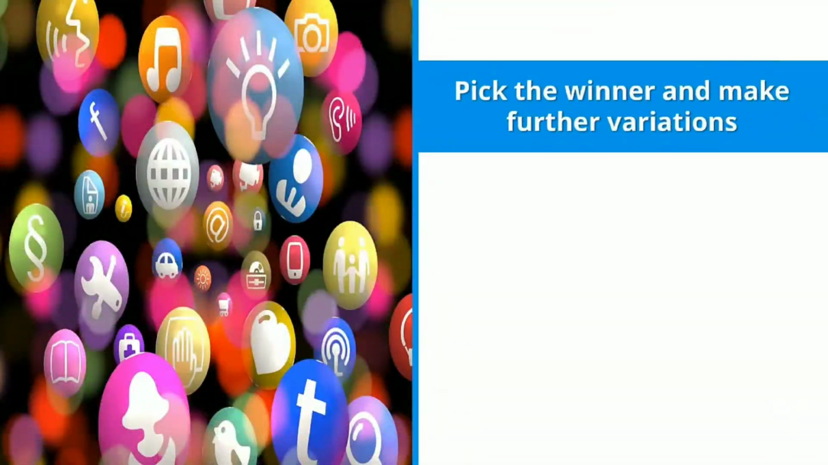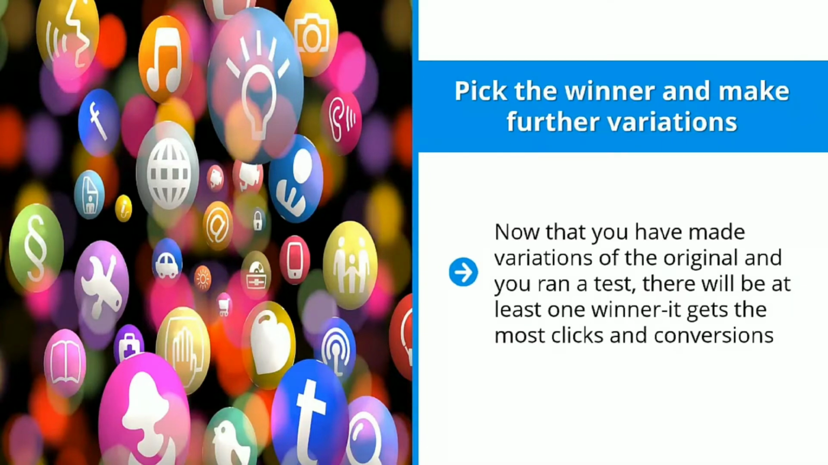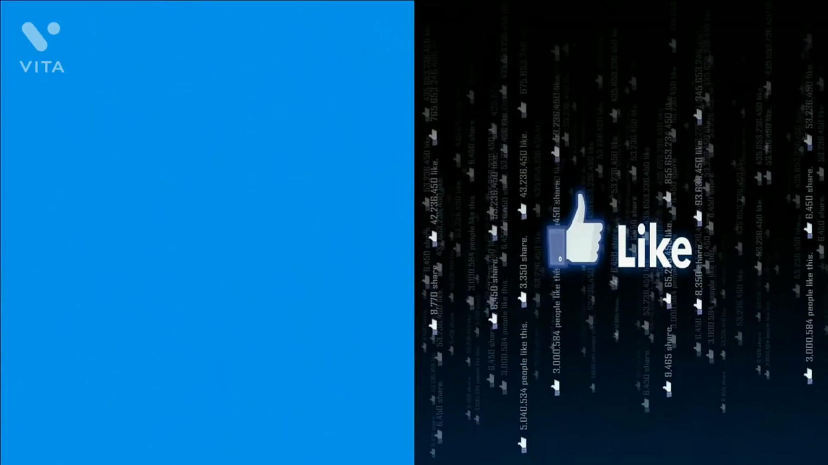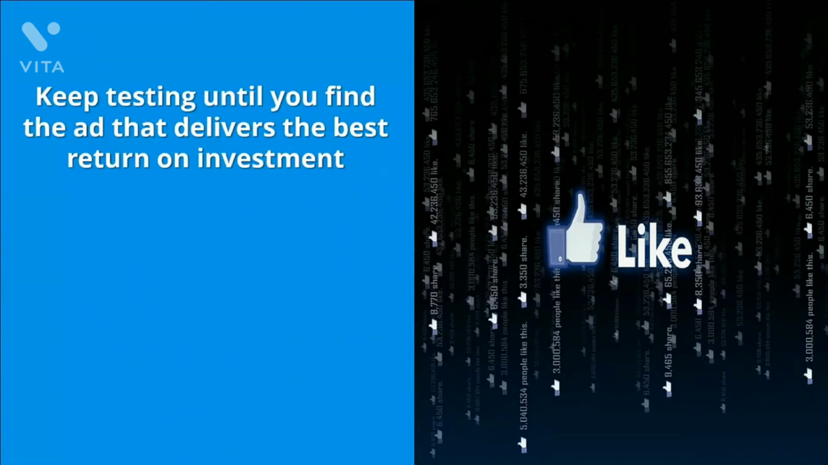I've described this in the section below. Pick the winner and make further variations. Now that you have made variations of the original and you ran a test, there will be at least one winner. It gets the most clicks and conversions. Make variations of it and you run the test again. Keep testing until you find the ad that delivers the best return on investment.